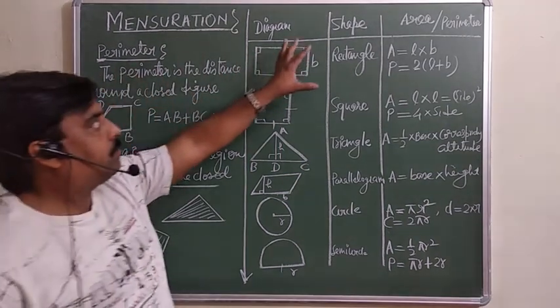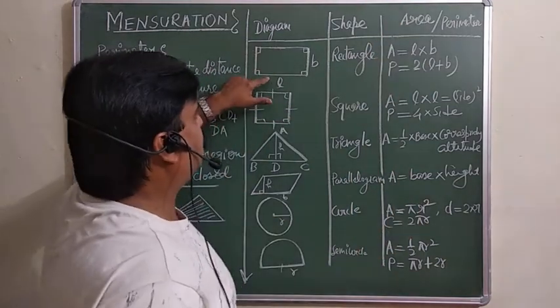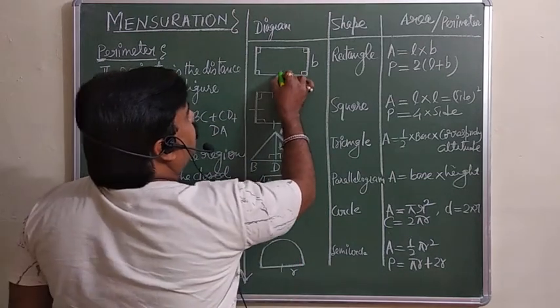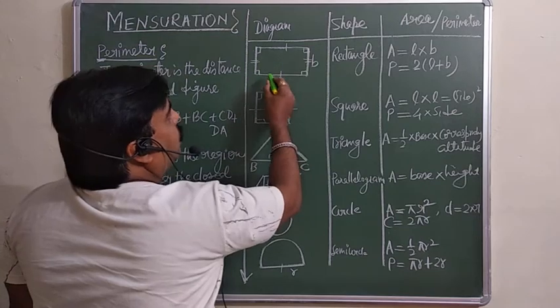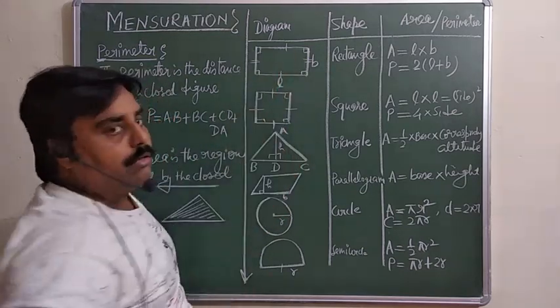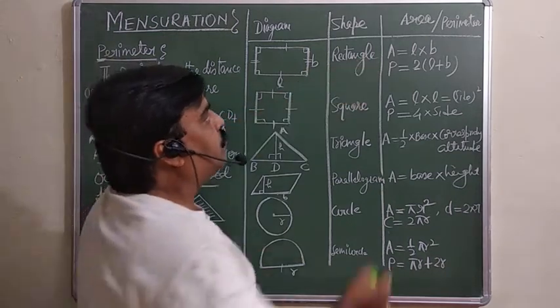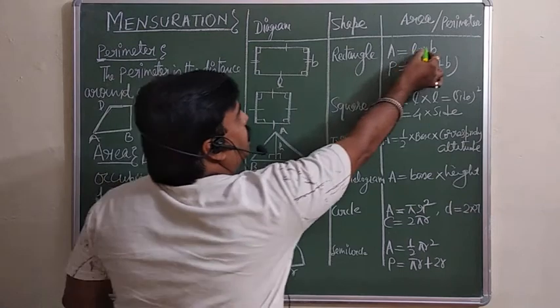Now we will discuss the different shapes and their areas and perimeters. So first is this one. We are taking the rectangle. What is a rectangle? One whose opposite sides are equal. This is length and breadth. Opposite sides are equal and each and every angle should be equal to 90 degrees. So that is known as a rectangle. Area of rectangle is length into breadth. Length is multiplied with the breadth, you will get the area.